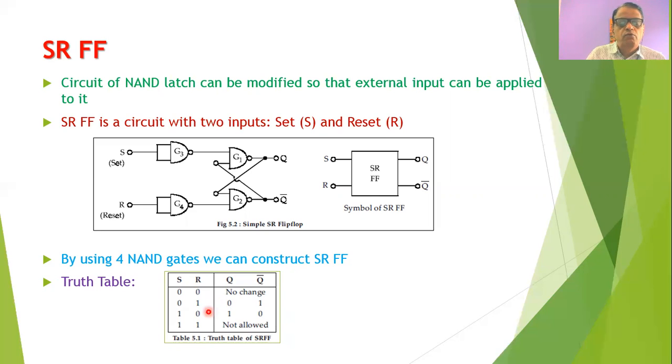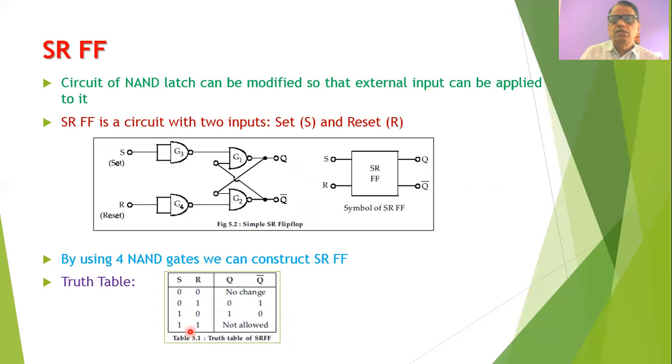When S is equal to 1 and R is equal to 0, then one can easily observe that the output of the gate G3 will become 0, and therefore the output of gate G1 will become 1. That is, whatever may be the initial output Q, it will get changed and it will become 1 now, and Q bar will become 0. And therefore, this state of the SR flip-flop is being called a set state, because the output Q is becoming 1 whenever S is equal to 1 and R is equal to 0.